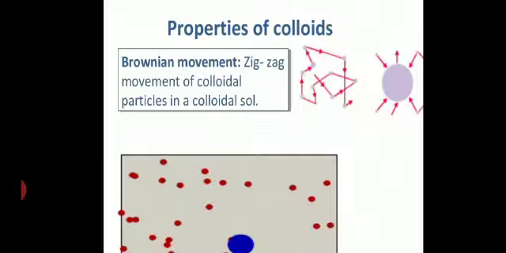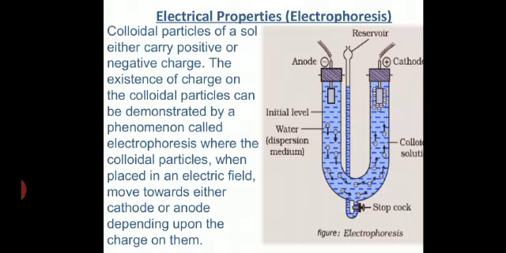Suspended particles settle down. Due to the presence of Brownian movement, the dispersed phase and dispersion medium continuously strike each other, so the particles do not settle down, and hence that is responsible for the stability of colloidal solutions. This is the factor which is responsible. So again I repeat, Brownian movement is defined as a continuous zigzag movement of the colloidal particles in a colloidal sol, we can say that. Another process is electrophoresis.